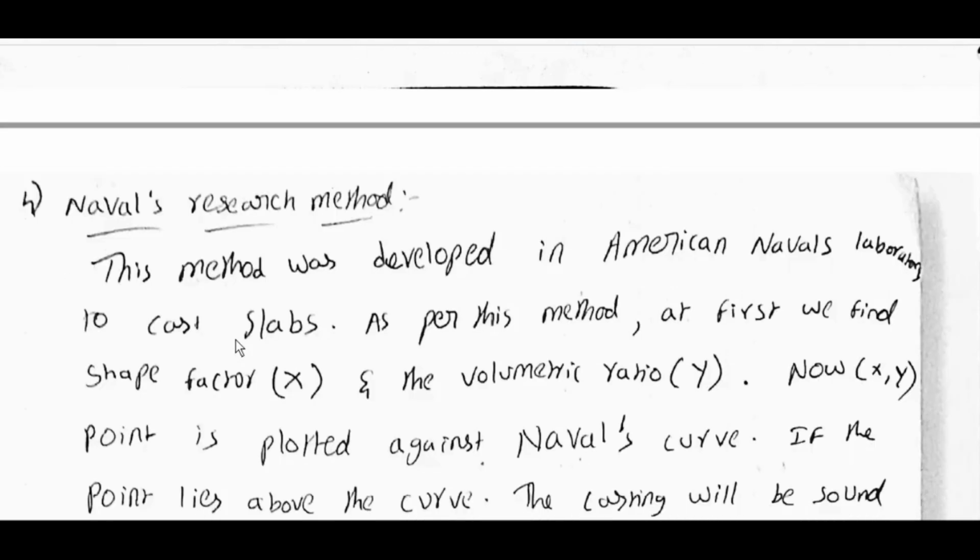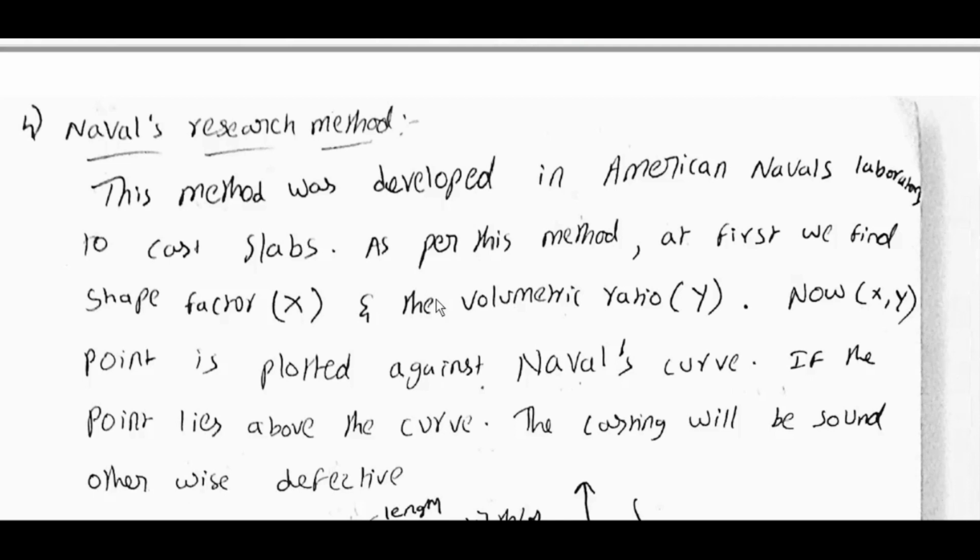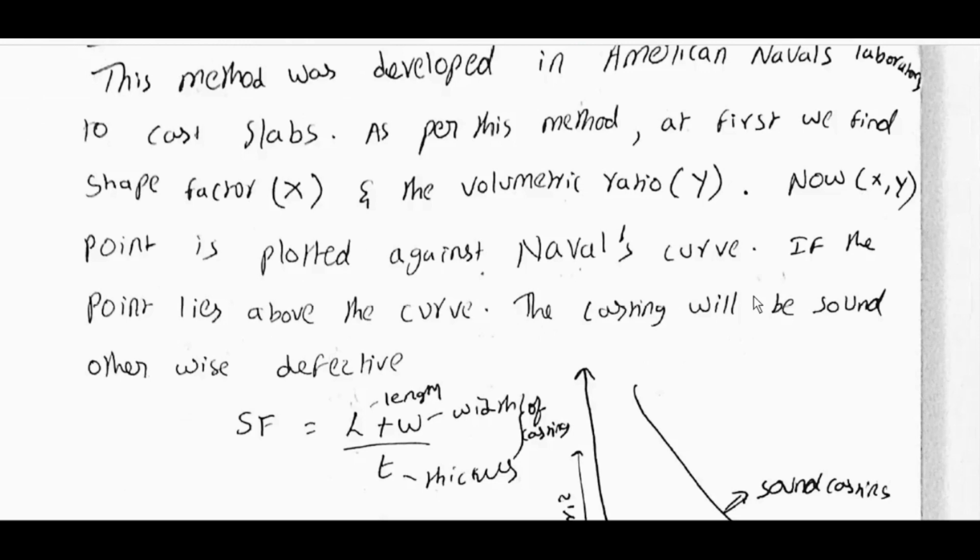Naval's research method. This method was developed in the American Naval laboratory to cast slabs. As per this method, at first we find the shape factor x and the volumetric ratio y. Now x comma y is plotted against Naval's curve. If the point lies above the curve, the casting will be sound, otherwise defective.